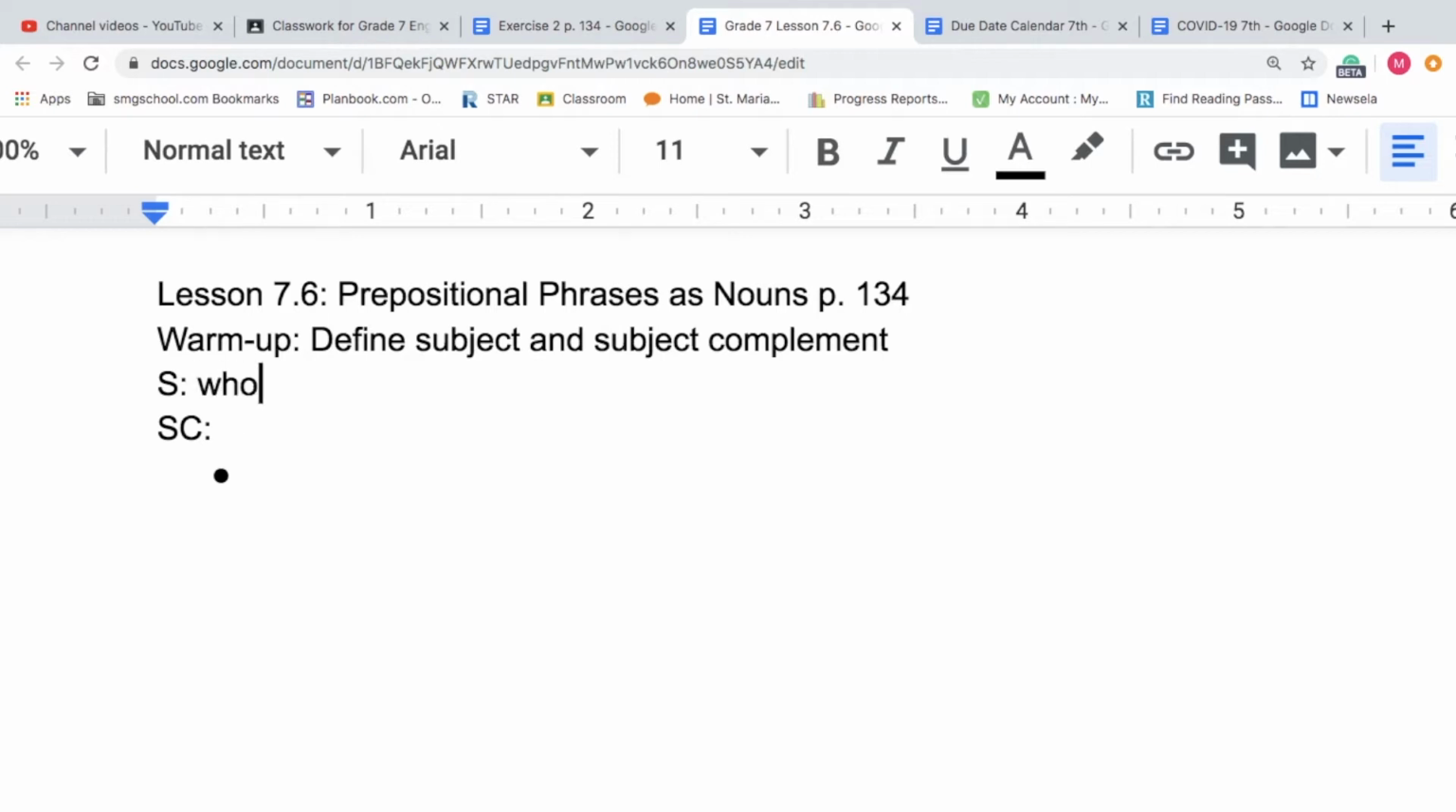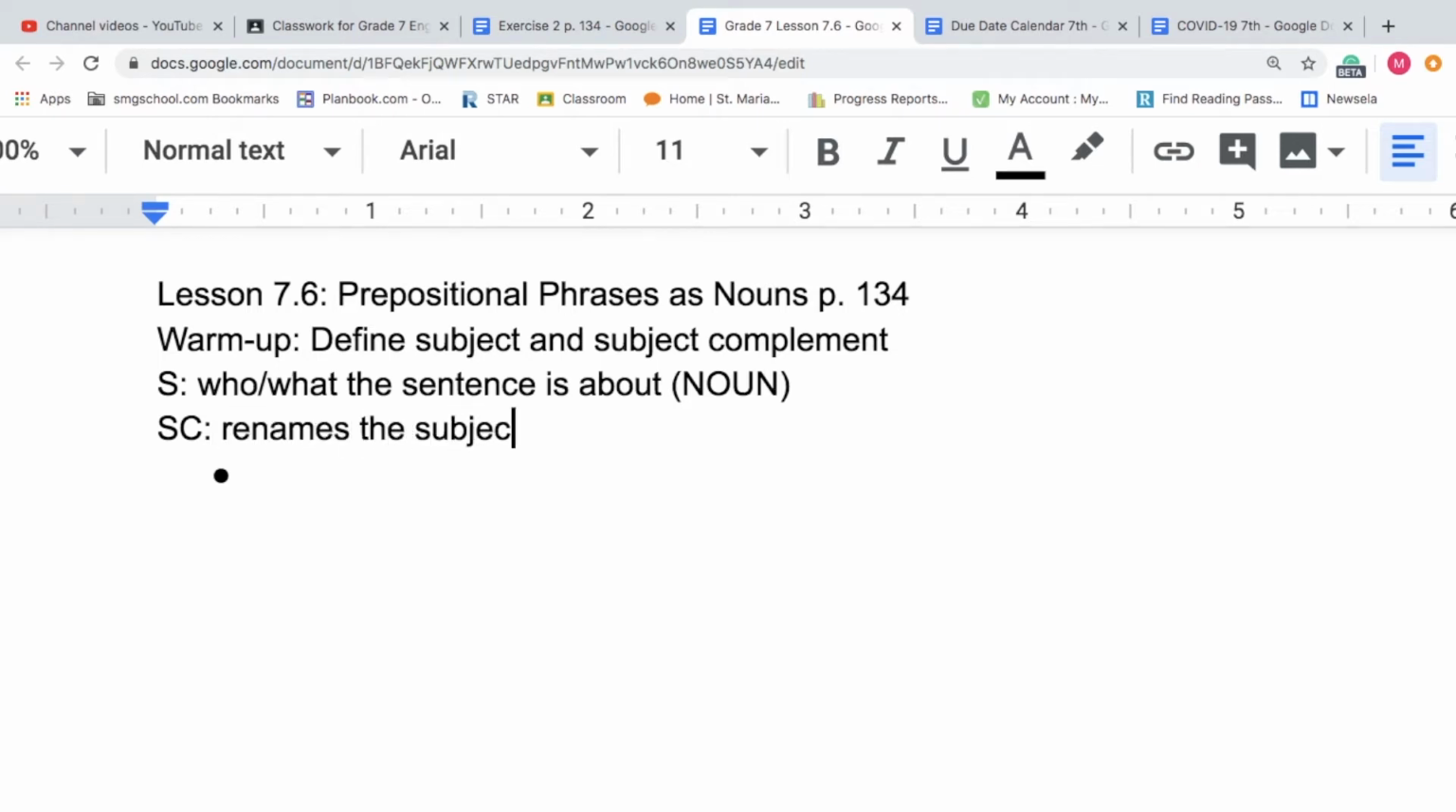So the subject is who or what the sentence is about. And who or what is a person or a thing. So this is a noun. A subject complement renames the subject and it follows a helping verb such as am, are, is, was, and were. And a subject complement is also a noun. So you're going to need to know what both of those are for today's lesson.